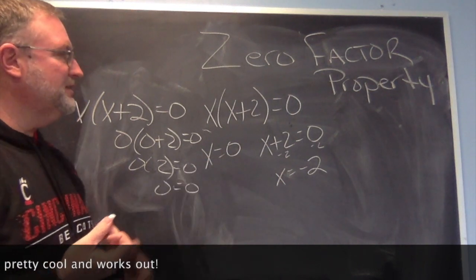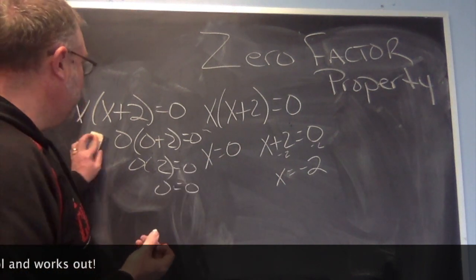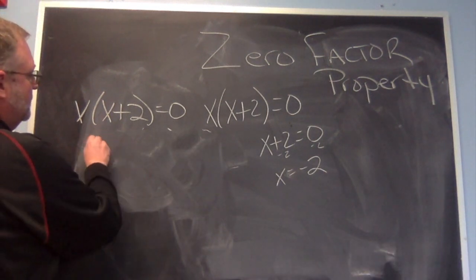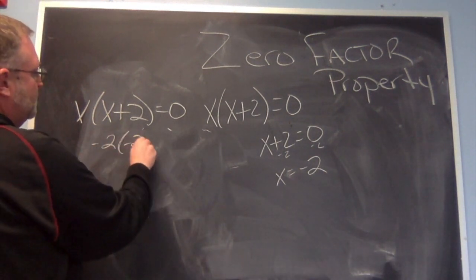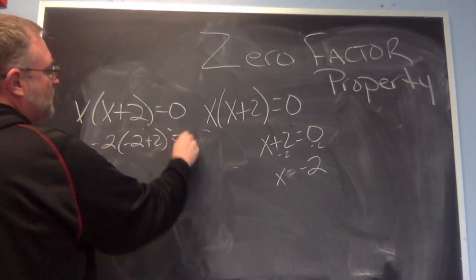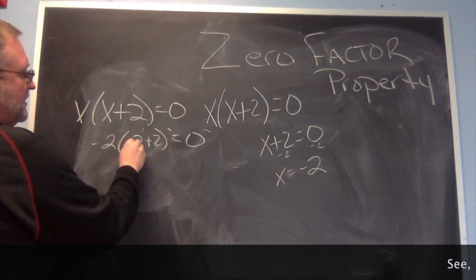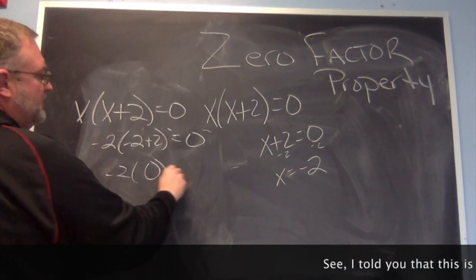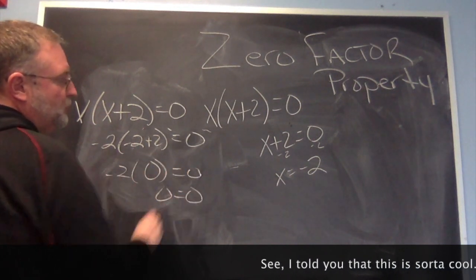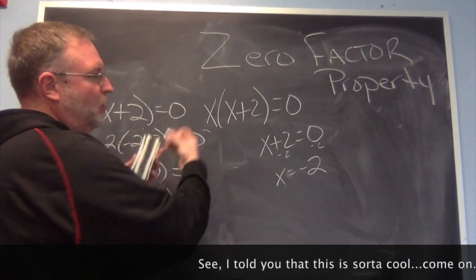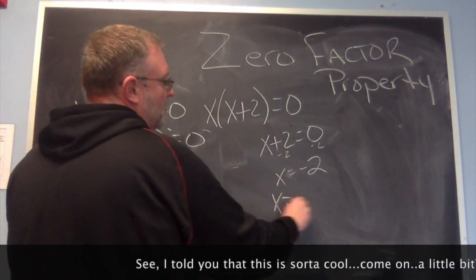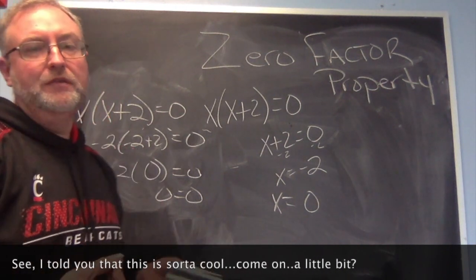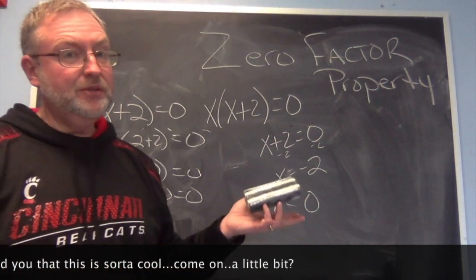Now we go back. Our other answer was negative 2. So if I check it using the same equation, negative 2 times (negative 2 plus 2) equals 0. What's negative 2 plus 2? 0. Negative 2 times 0 is 0. So my two answers that solve this equation are 0 and negative 2. Both of those would solve this equation. That's all there is to this.